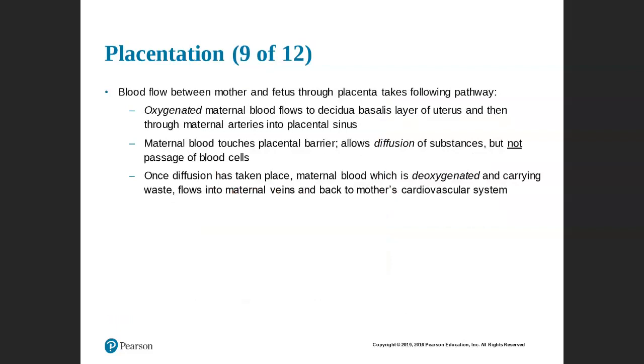So oxygenated maternal blood flows to the decidua basalis layer of the uterus and then through the maternal arteries into the placental sinus. Maternal blood then touches the placental barrier that allows diffusion of substances, but does not allow passage of blood cells. It's kind of like your blood filtered in your kidneys across the glomerular filtration membrane, very similar to that. But once the diffusion occurs, the maternal blood, which is deoxygenated and carrying waste, will flow into the maternal veins and back to the mother's cardiovascular system. Okay, so the mother has to really eliminate the waste products via the placenta.